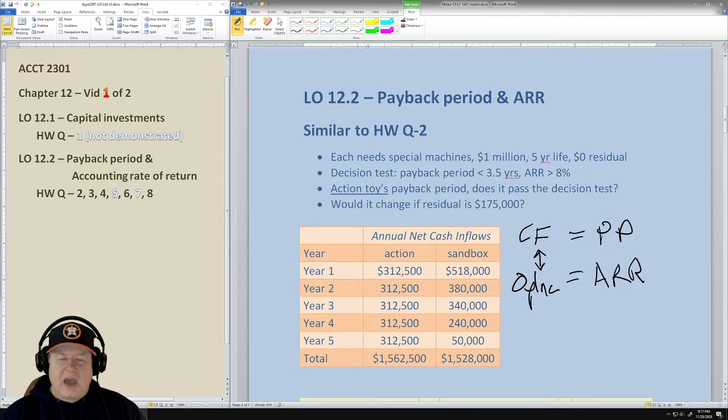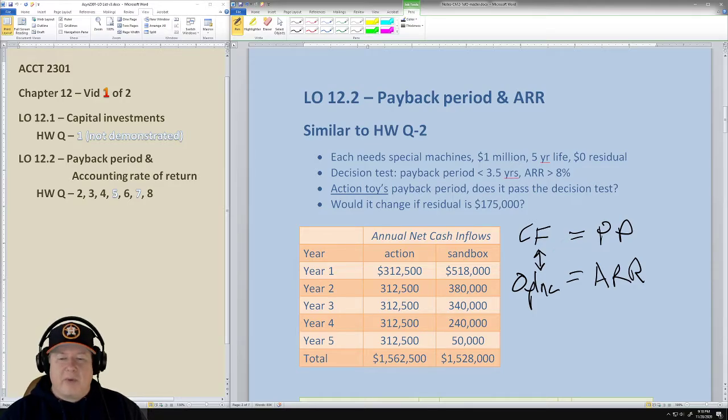So here we've got a question similar to question number 2. We've got 2 machines, 2 products, and each of them has a special machine need, and both of them cost $1 million, 5 years life, 0 residual. And we have a decision test for payback period. The payback period has to be less than 3.5 years, and accounting rate of return must be 8%.